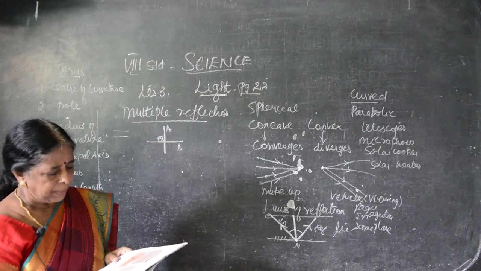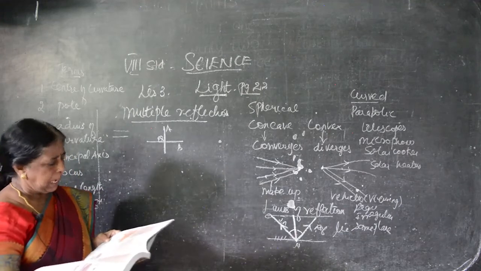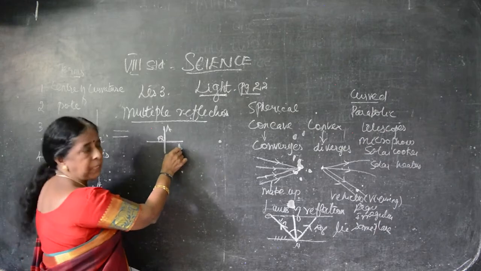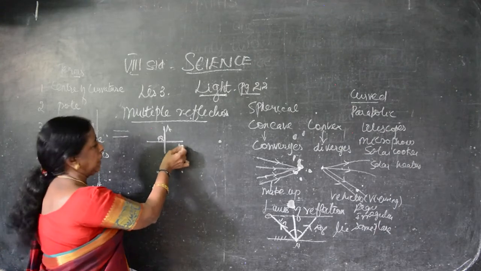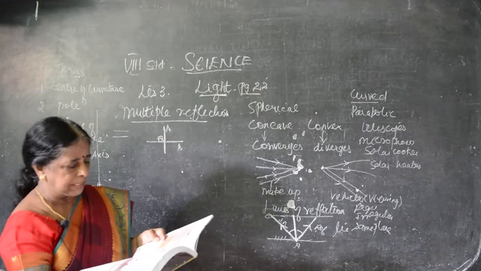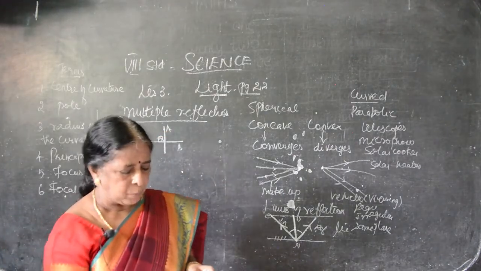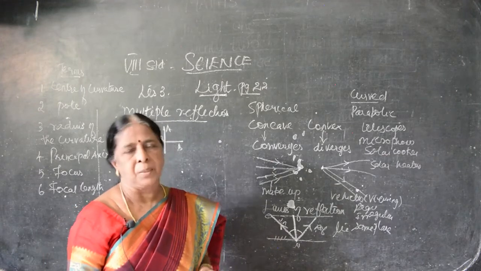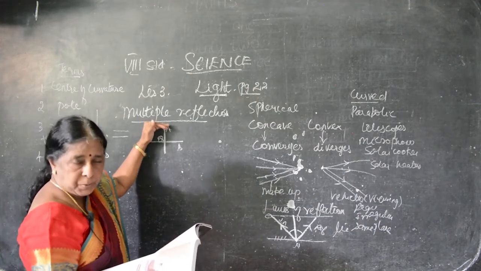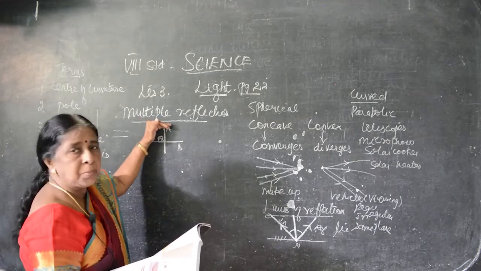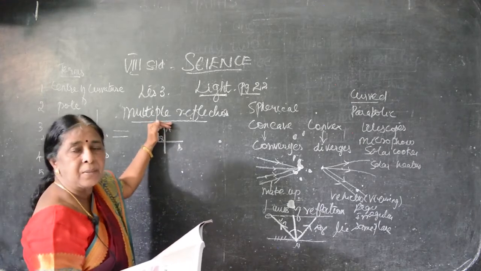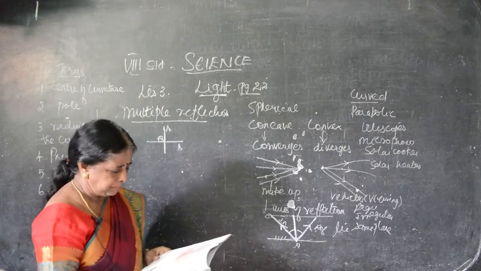Is it possible? The image formed by the first mirror acts as the object for B, and the image of mirror B acts as the object for A. We'll see now. The image formed by one mirror acts as an object for the other mirror. That is, the object is placed here, and the image from A falls on B. Clear, children? Where does A's image come to? B.